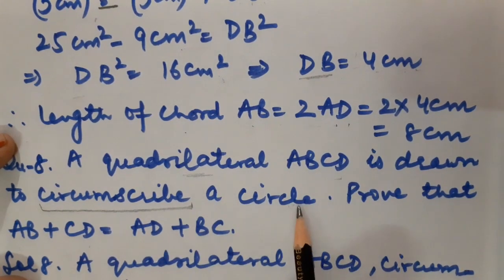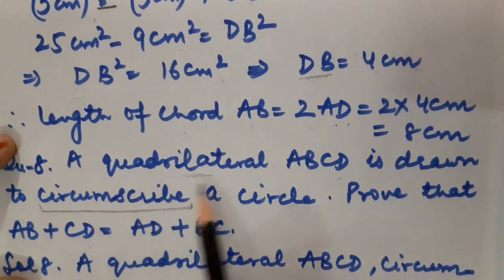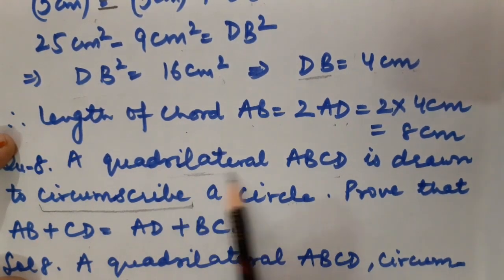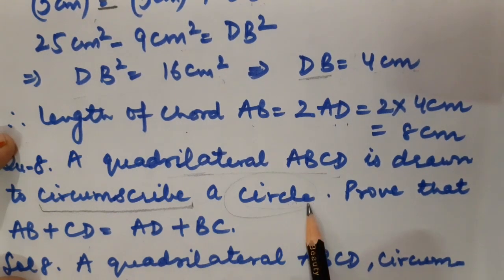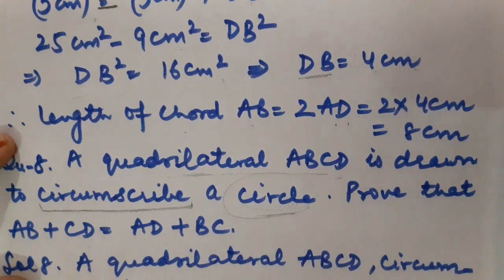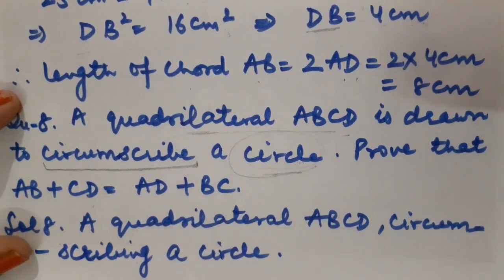But here, as per the statement, what is there? A quadrilateral ABCD is drawn to circumscribe a circle, meaning the quadrilateral is covering the circle. If the circle is covered, it means the circle will remain inside. Okay, so let us start.